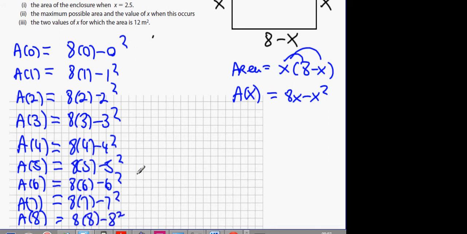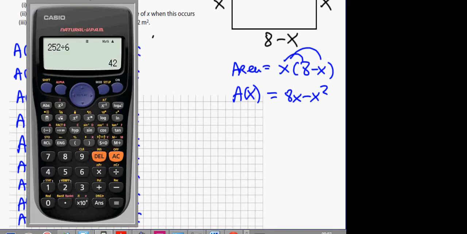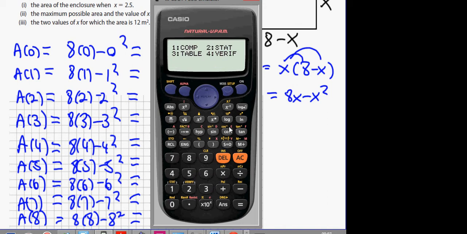Okay guys, will somebody tell me what all these values are when you put them into the calculator? Everybody remember how to put this into the calculator? No? So guys, what's the answer then? x from 0 to 8, step of 1. Who got this? 0, 7, 12, 15, 16, 15. Who got that?